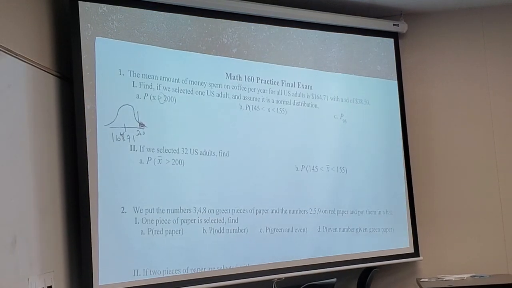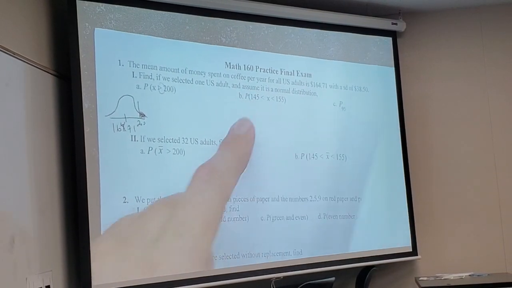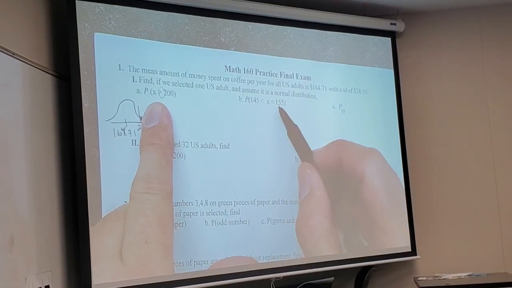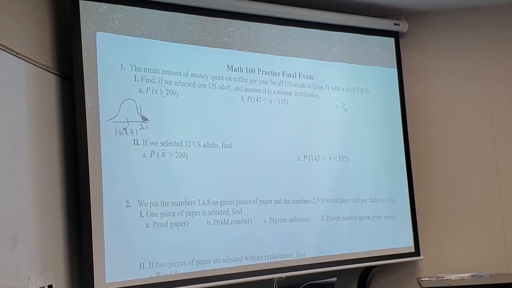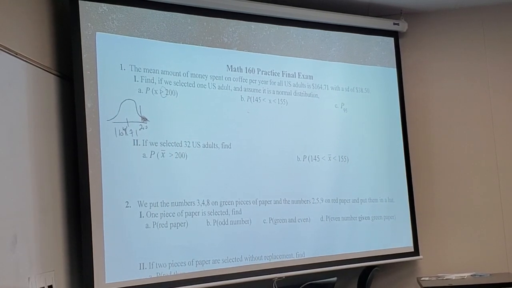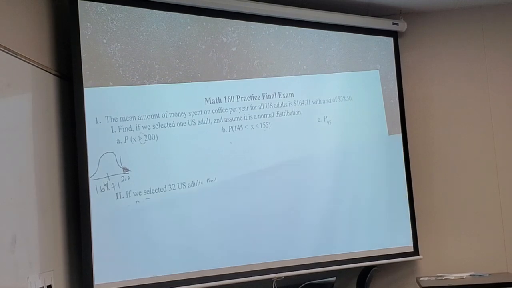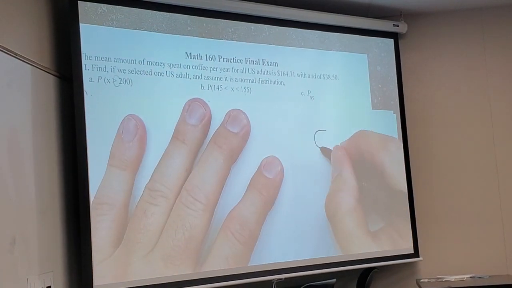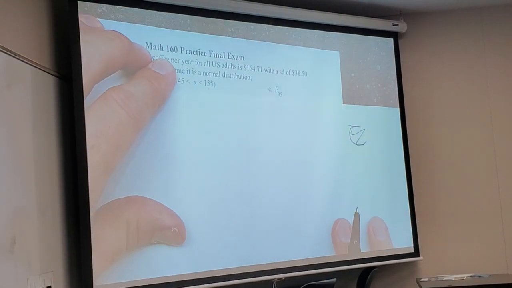What else you see? This one? Okay, so what's the only difference between A and B? I just have to make two z-scores. Look up both areas and then subtract them, right? Because that'll leave the area that's between the two, right? What about C? C is a different beast. Can you draw C for me? Can you draw what that is?